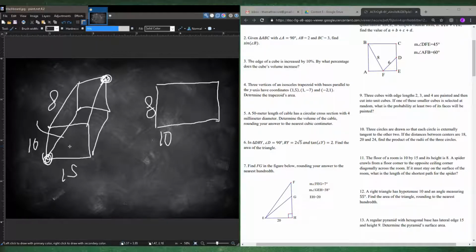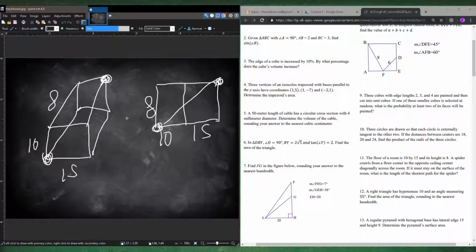So you have a height of 8, which is right here, but you move it over to the side. So you have 8, and then you have a length of 10 right here. And then you move this 15 over here. So that's 15. Your corner is right here, while this corner is right here. So basically, you're going to have to find that distance.